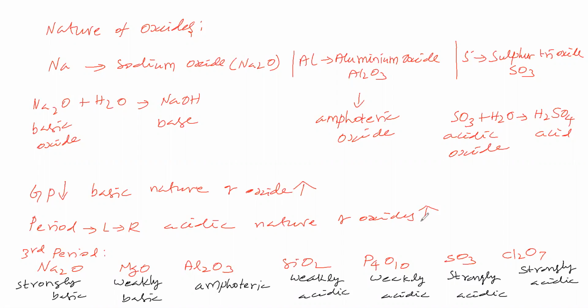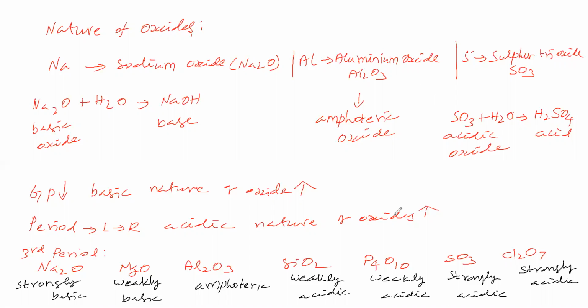Whatever oxide you take, it will have acidic nature as well as basic nature. In some cases, one will dominate. Sodium oxide has acidic nature as well as basic nature, but basic nature is dominating, therefore it is called a basic oxide. SO3 has acidic nature as well as basic nature, but acidic nature is dominating, therefore it is called an acidic oxide. But Al2O3 is an amphoteric oxide, therefore both acidic nature and basic nature we have to consider. So how the nature of oxides varies in a group as well as in a period, that we have seen.